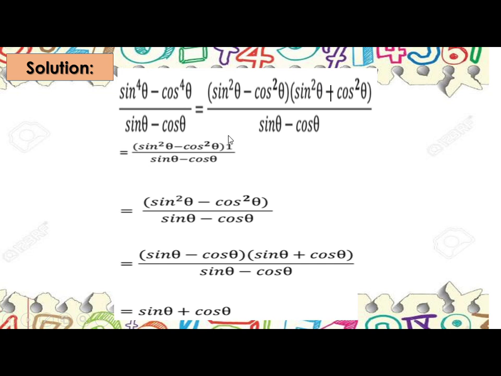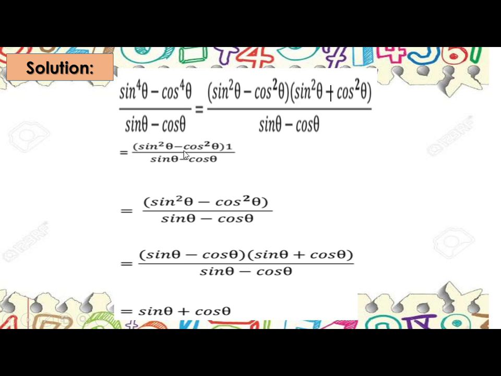So for the next step, let's say that this one is equal to 1. That's why we have here 1. Ang natira po is ito po, all over sine theta minus cosine theta. Copy lang po. And then ito po, as you can see, sine squared theta minus cosine squared theta, we can actually factor out also this one, right?